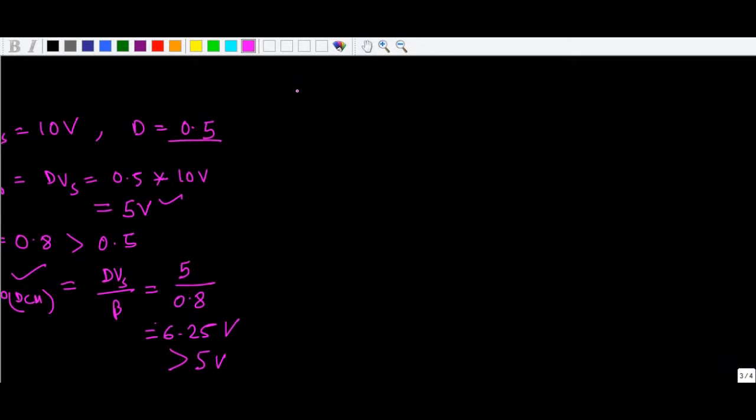Now the question arises: how can we determine if the circuit is in CCM or DCM?